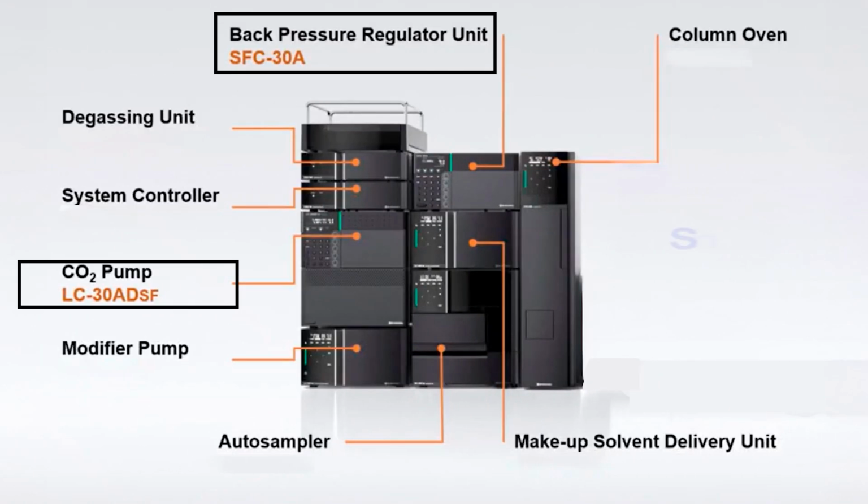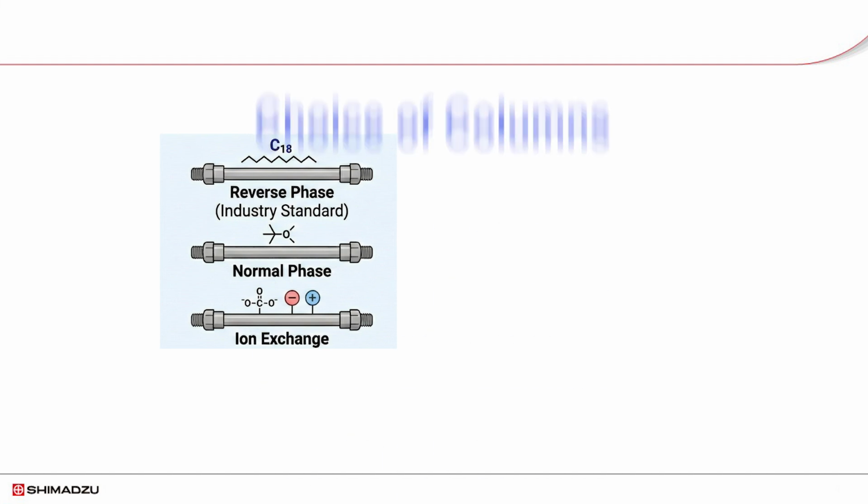While HPLC pumps solvent against the resistance of the column, SFC requires the entire system to be pressurized. We use a specialized back-pressure regulator to maintain conditions typically between 100 and 400 bar, ensuring the carbon dioxide remains in its supercritical state. Next, we see a critical divergence in the choice of columns.